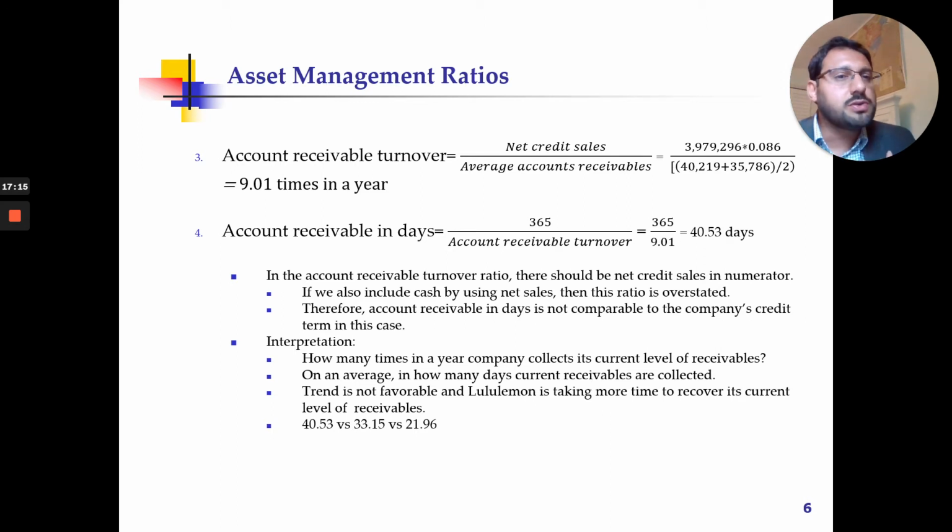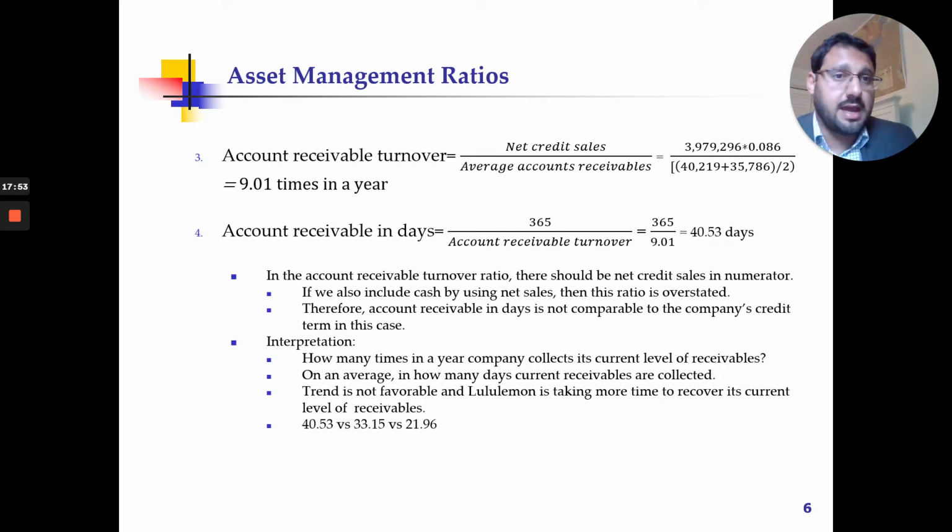And the purpose is we want to see that for the current level of the receivables, whatever the company has, in how many days the company is able to receive those receivables from the customers to whom they have sold their inventory or their finished product on credit term basis. So we will not consider the net sales. We should consider the net credit sales. So first and foremost important thing is to try to find the net credit sales rather than the overall net sales.